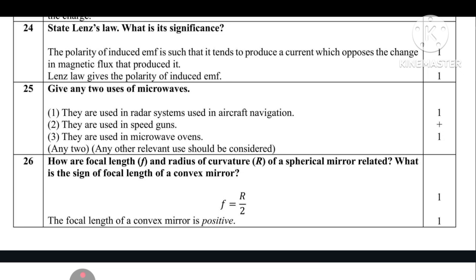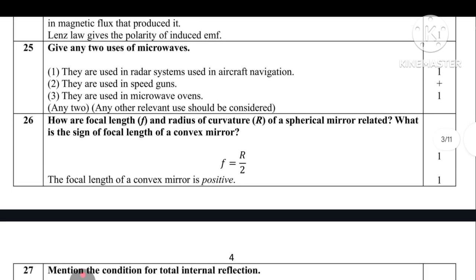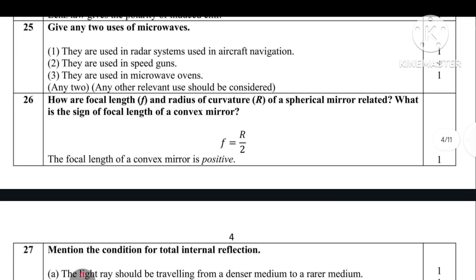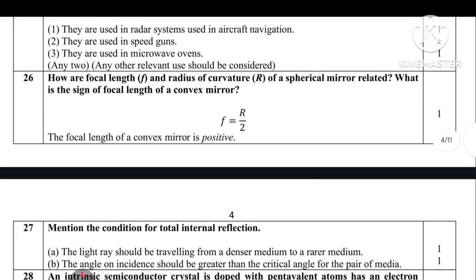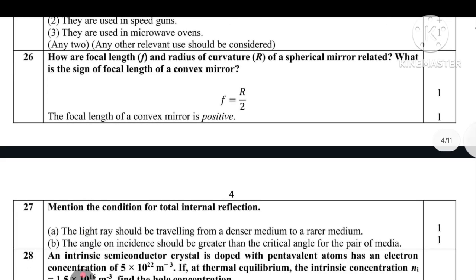The polarity of induced EMF is such that it produces a current opposite to the change in magnetic flux that produces it. Just I will go on reading. And the 25th question, again 2 marks. And coming to the 26th question, again 2 marks they have given. See, they have given 1 mark for the formula and 1 mark for writing the statement.